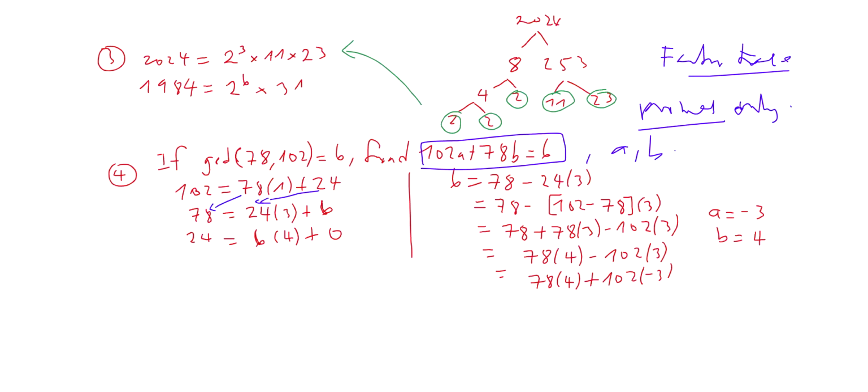This is 24 times 3 plus 6. And now you take your 24, you take your 6, then you say that 24 is also 6 times 4 plus 0. So once you reach this part where this is 0, then you know that your GCD of 102 and 78 really is 6, this one here.